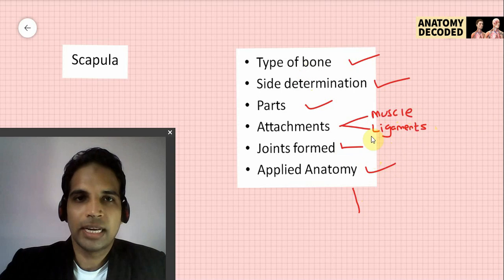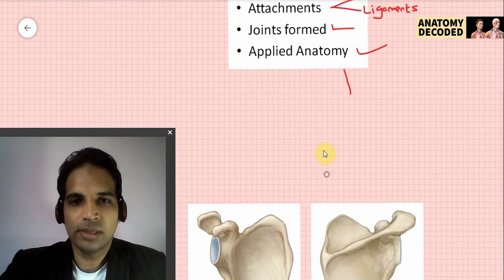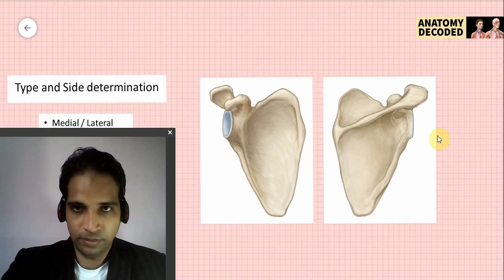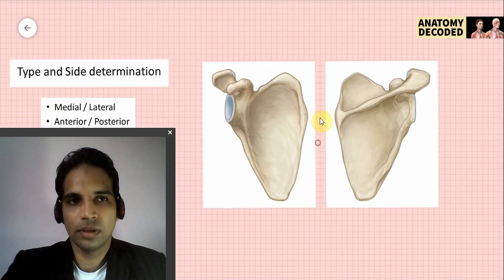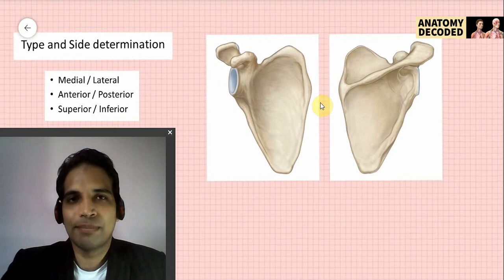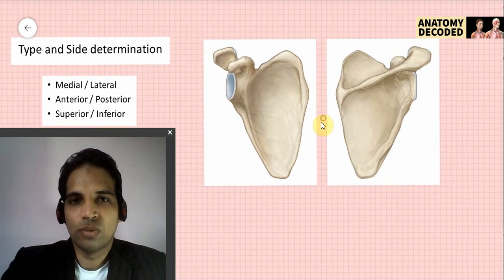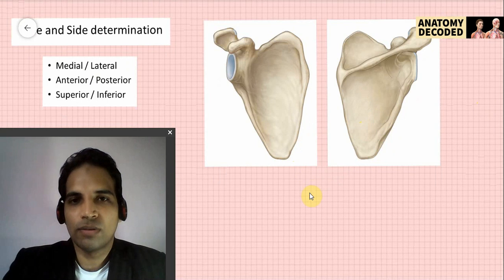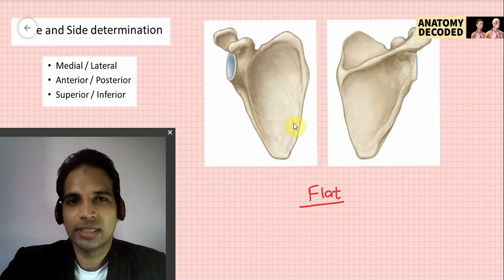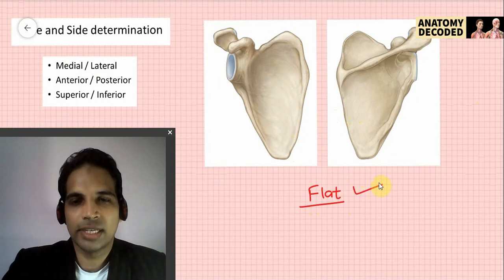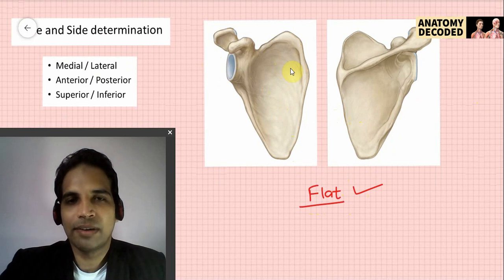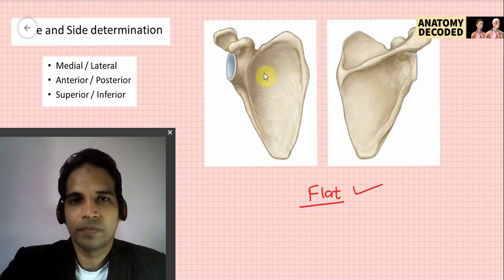Which type of bone is scapula? Scapula is an example of a flat bone. Any bone which we learn, we should know which type of bone it is. Since the scapula is flattened throughout, it is included in flat bone. Then site determination of the scapula.